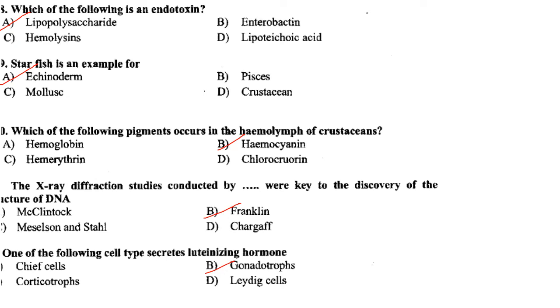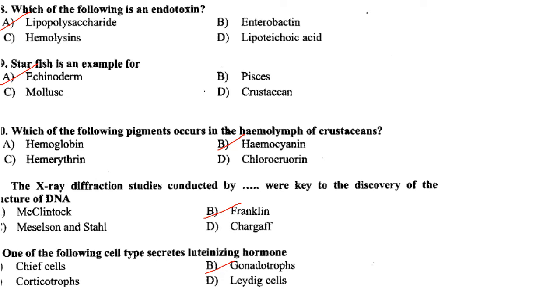Then which one of the following is an endotoxin? So lipopolysaccharide, enterobactin, lipothioic acid and hemolysin. Hemolysin is an exotoxin from bacteria. Enterotoxin is a type of toxin that acts on the intestinal wall. Then a portion of lipopolysaccharide called lipid A is a cell associated toxin or an endotoxin. So answer is option A, that is lipopolysaccharide.